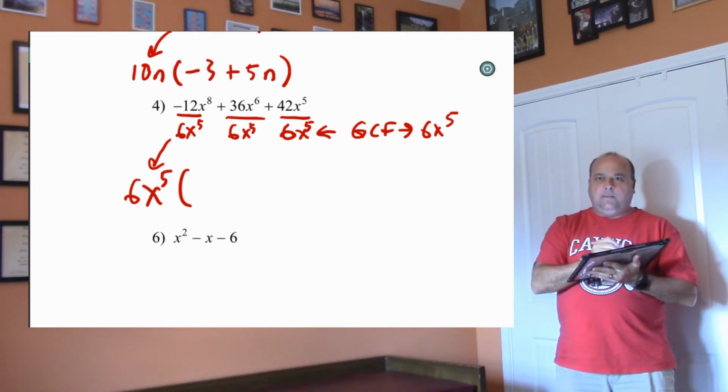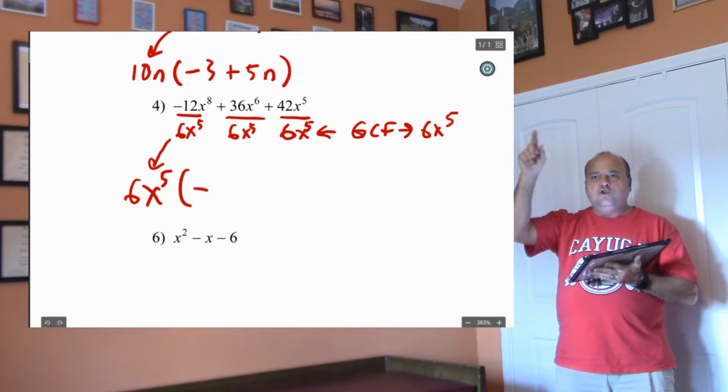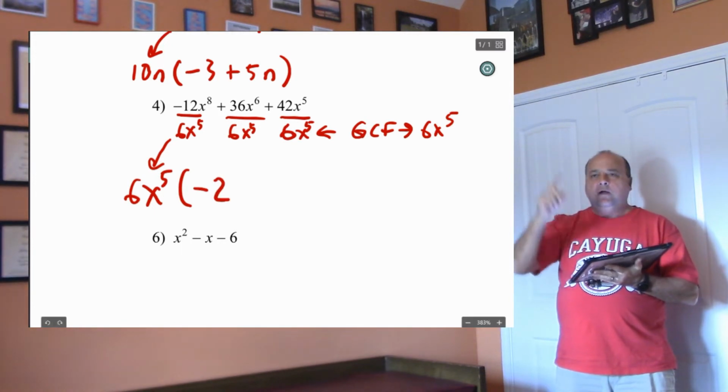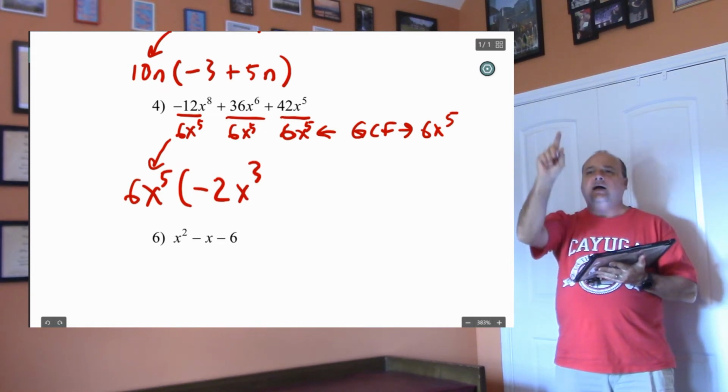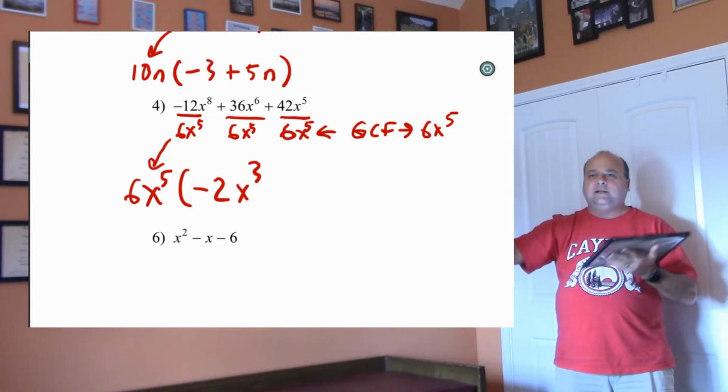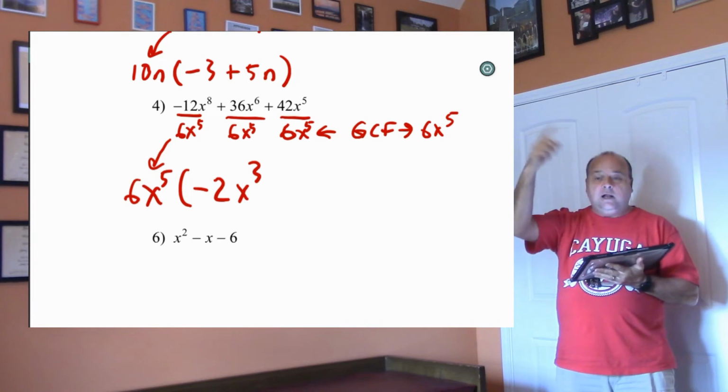A negative divided by a positive is a negative. 12 divided by 6 is 2. The letter is x. 8 minus 5 is 3. Sign, number, letter, exponent. That's all math is. That's all algebra is. Let's repeat.